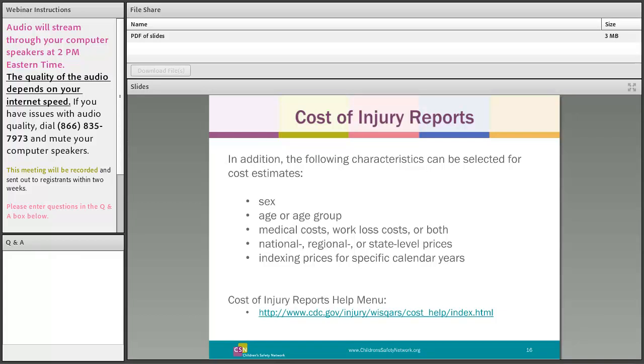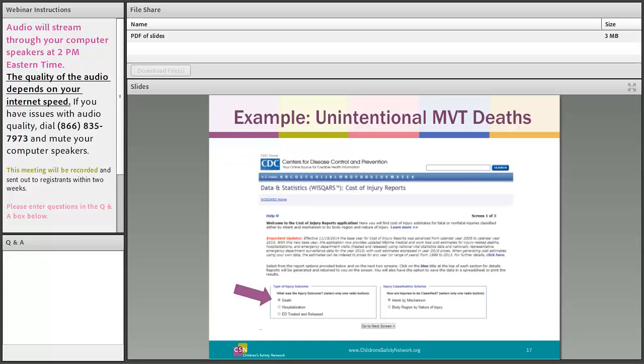And conveniently, WISQARS has a rather comprehensive injury reports help menu, and the link is provided here, and you'll find a detailed discussion of how these costs are calculated and the operations of the site itself.